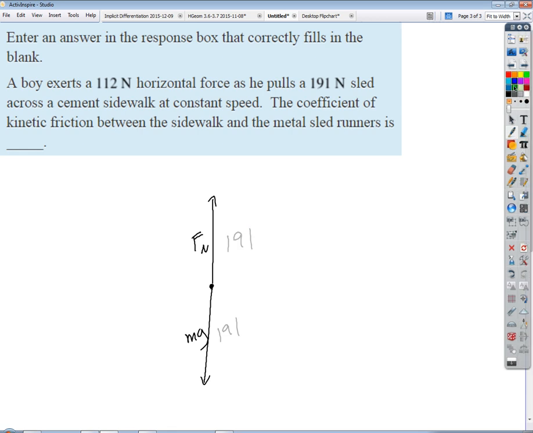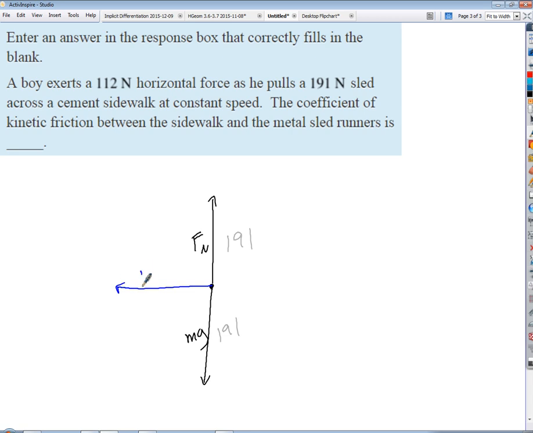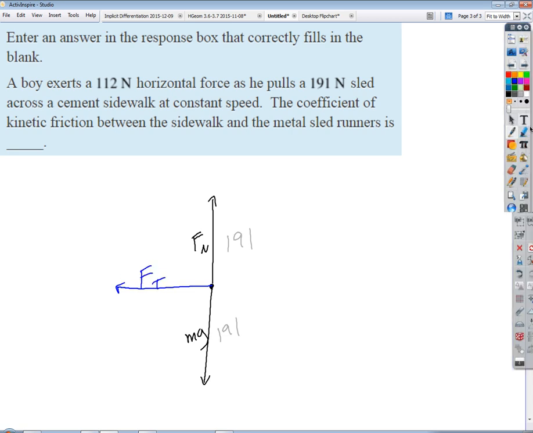Okay, so now let's look at another force. Deshaun, what's another force acting on the sled? Yeah, boy's pulling on it, sure. Okay, so he's pulling probably with a rope or something. So what would we probably call that force? Tension, yeah, good. So it'd be F sub T. Let's say he's pulling it in that direction. Okay, what's going to be the magnitude of the tension force? 112.